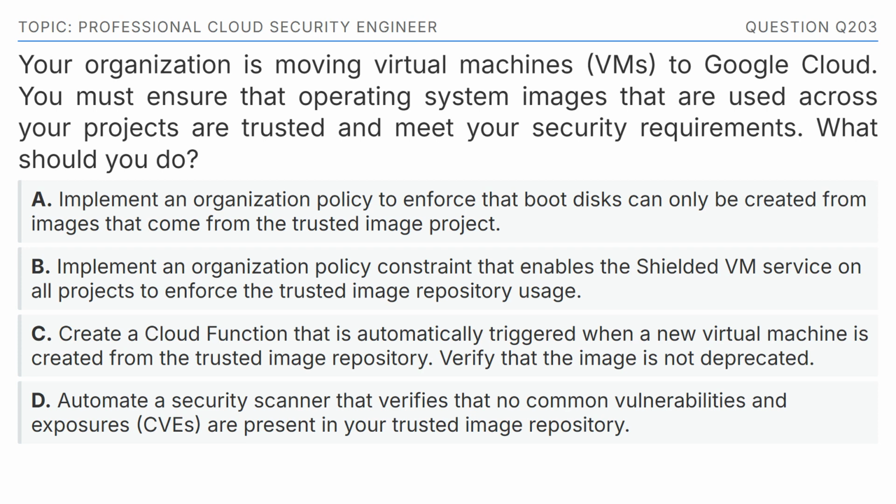Option B, implement an organization policy constraint that enables the shielded VM service on all projects to enforce the Trusted Image Repository usage. Option C, create a cloud function that is automatically triggered when a new virtual machine is created from the Trusted Image Repository. Verify that the image is not deprecated. Option D, automate a security scanner that verifies that no common vulnerabilities and exposures, CVEs, are present in your Trusted Image Repository.